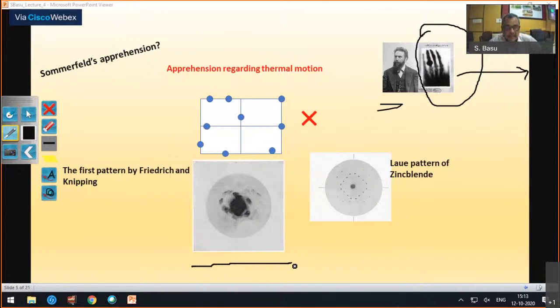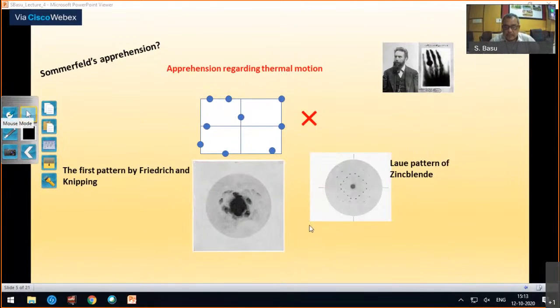This is the first Laue pattern, by Friedrich and Knipping. This was a very poor photograph, but you can see the spots which confirm that there is diffraction. And this was quickly improved upon, and this is the Laue pattern of zinc blende.